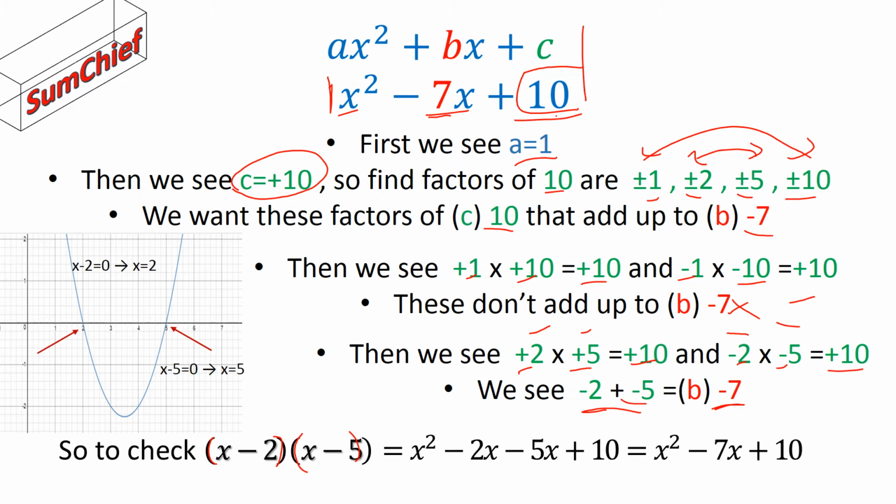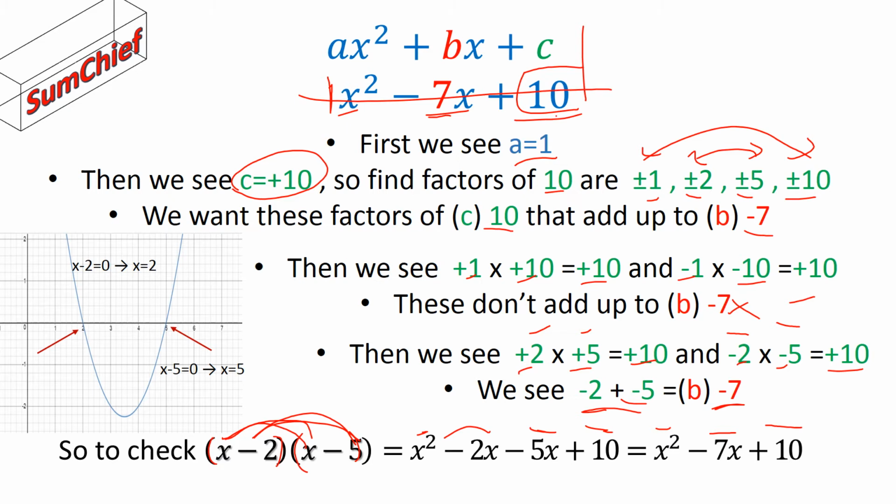Okay, so just foiling them back out again. So x times x gives us x squared. x times minus 5 gives us minus 5x. Minus 2 times x is minus 2x. And minus 2 times minus 5 gives us plus 10. Simplifying this up, we get x squared minus 7x plus 10, which is back to where we started.